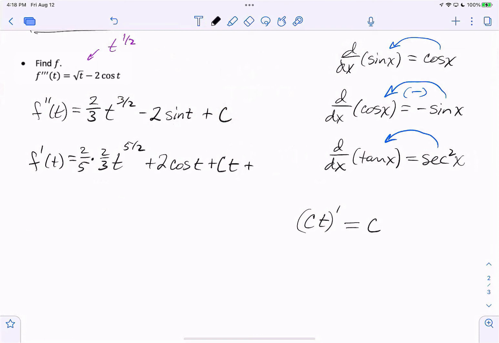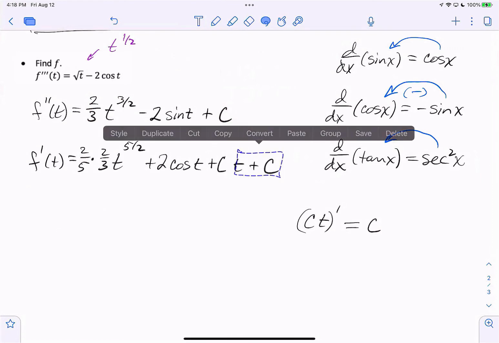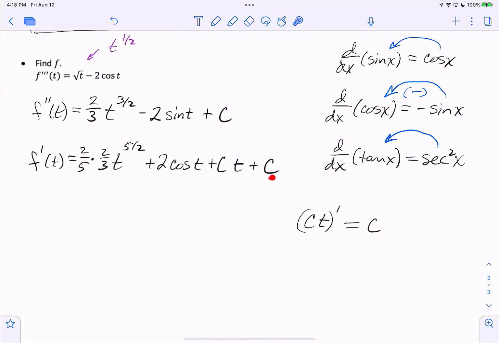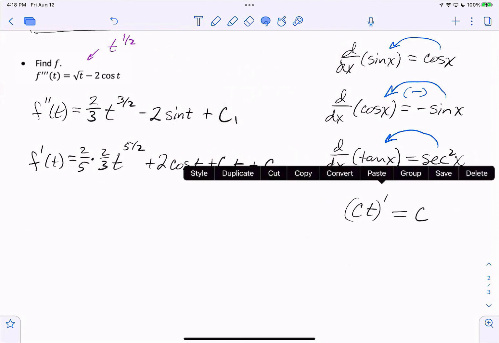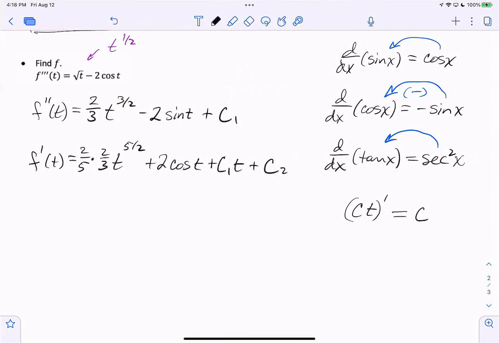So plus, I'd like to say c because, hey, it's c for constant, but that implies that this number is the same as this number, and I can't be implying that. So I'm going to turn this into a c2 and the original into a c1. And now we're just keeping track of this stuff. You could say c and d, I don't really care.